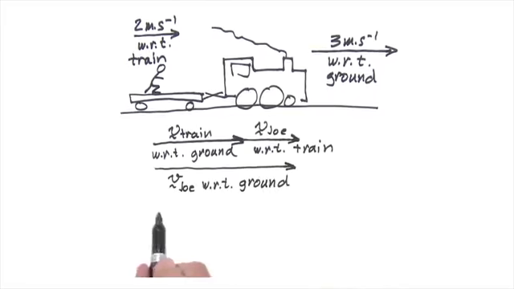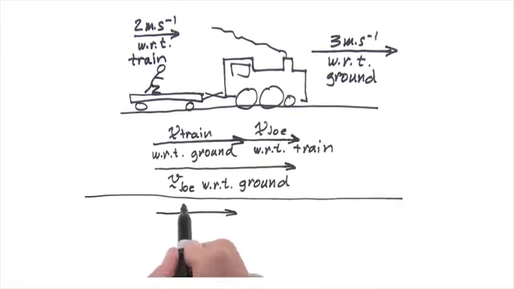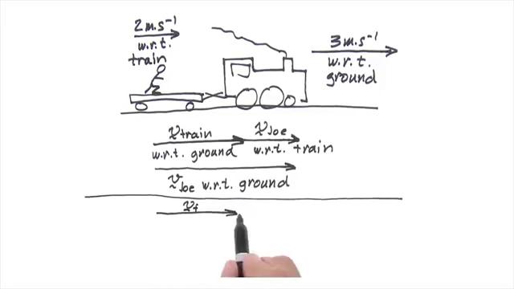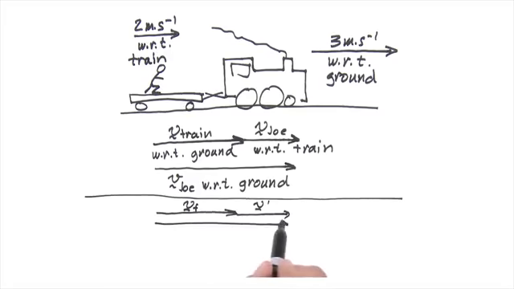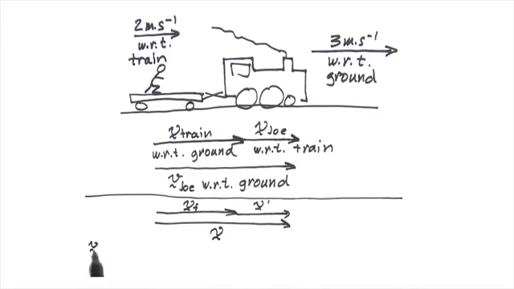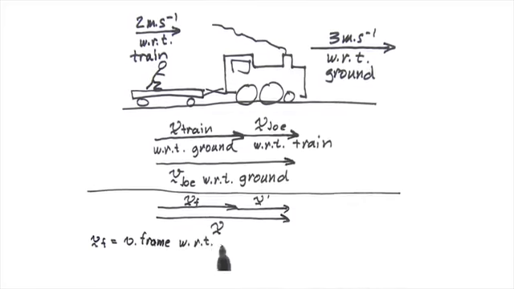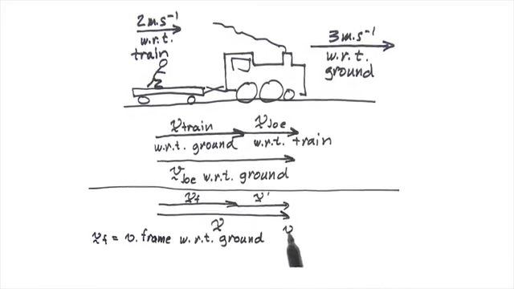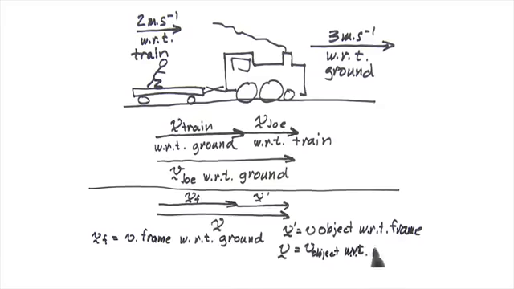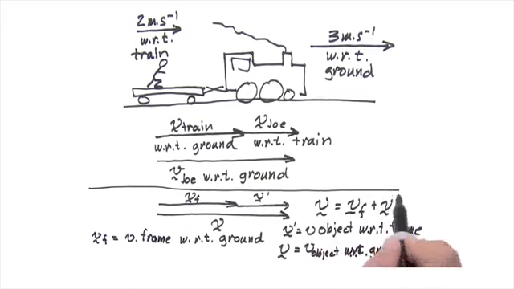To save writing, I'll use this convention. V sub f is the velocity of the moving frame with respect to the ground. V dashed is the velocity of the object with respect to that frame, and v is the velocity of the object with respect to the ground. Here is the velocity of the train with respect to the ground, plus my velocity with respect to the train, giving my velocity with respect to the ground: v equals v sub f plus v dashed.